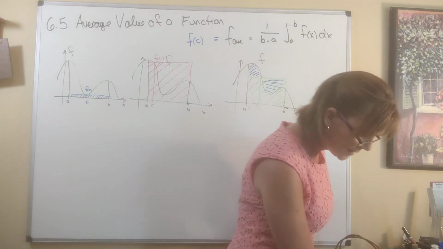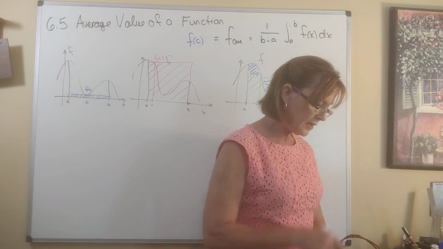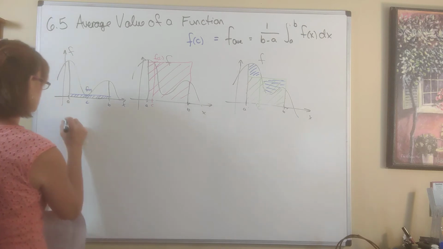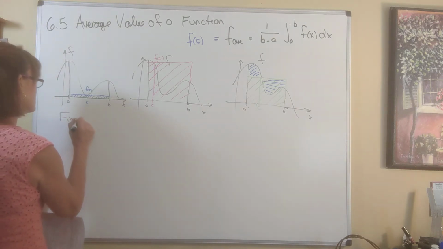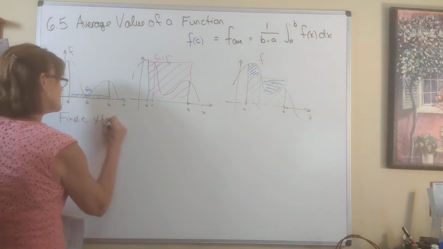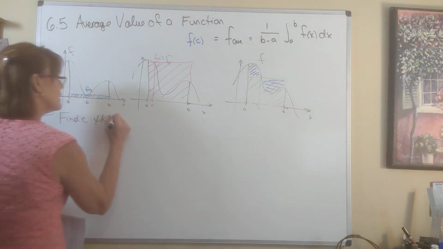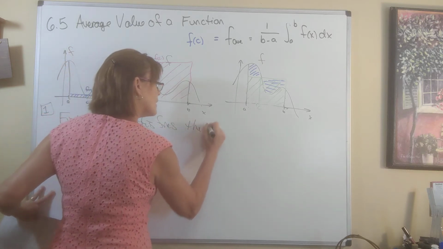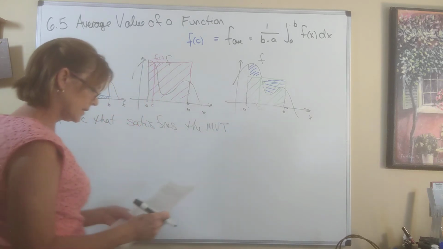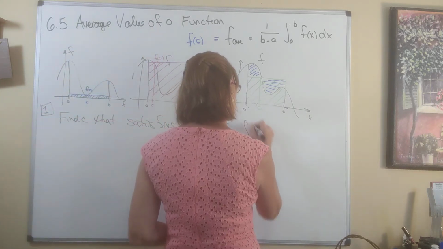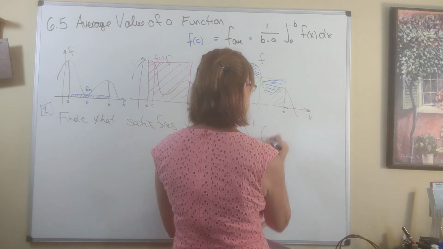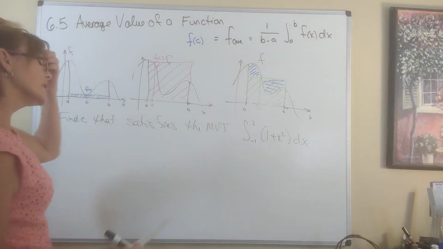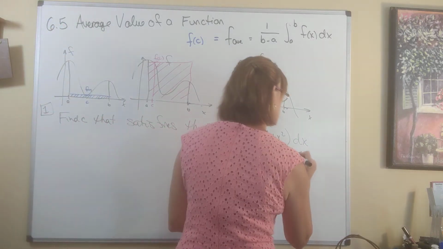Okay, example 1 says, find the value C that satisfies the mean value theorem for integrals for the integral from -1 to 2 of 1 plus x squared dx. So first, this is on the closed interval from -1 to 2.